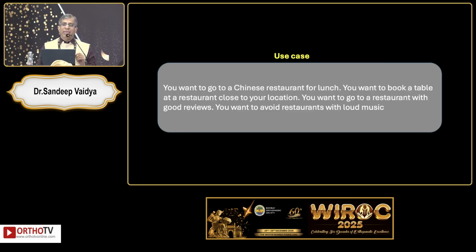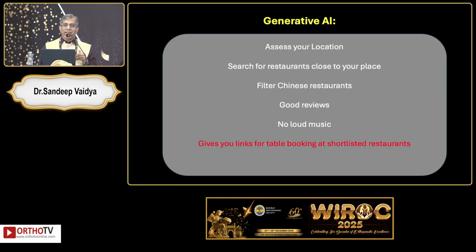To understand what I mean, let's take a simple use case. Suppose you want to go to a restaurant tomorrow. You want to go to a Chinese restaurant for lunch, and you want to book a table there. You want to go to a restaurant which is close to you and which has good reviews, and you want to avoid restaurants with loud music. Now, in such a scenario, what generative AI will do for you is it will screen and provide you booking links for 1 or 2 Chinese restaurants which are close to your place.